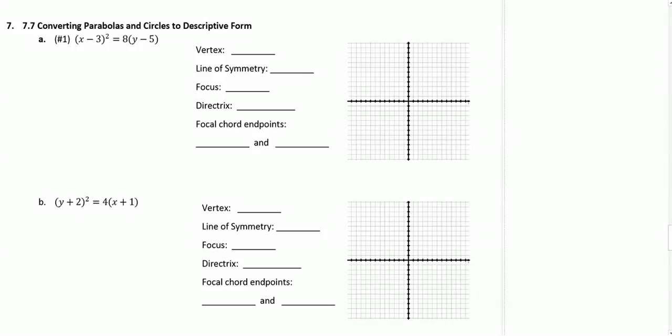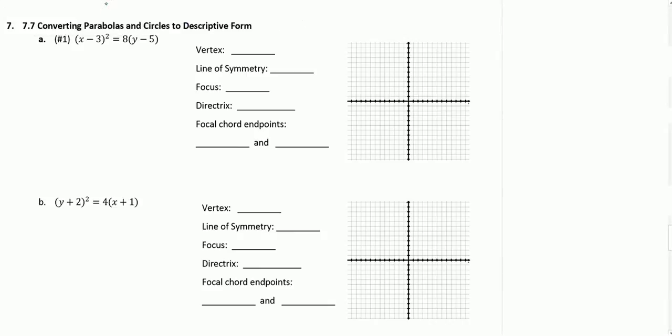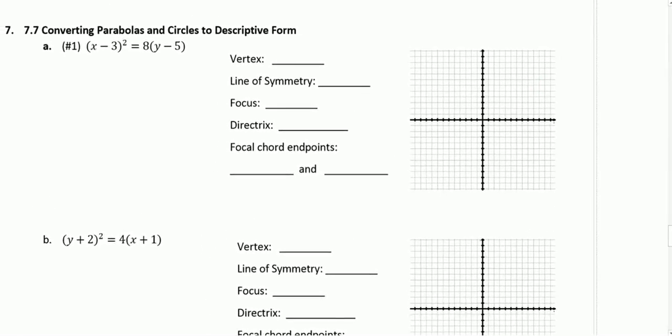Number 7 is taken from Section 7 on converting parabolas and circles to descriptive form. Part A is number 1 from our worksheet. And we are wanting to graph and fill out some other information in regards to this problem.